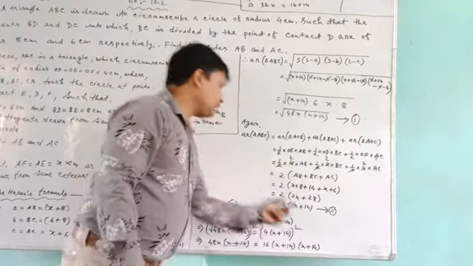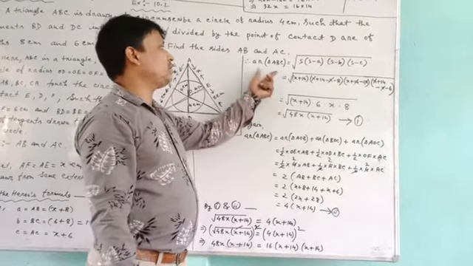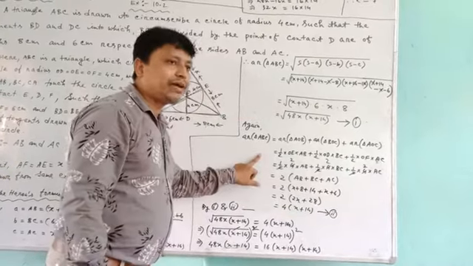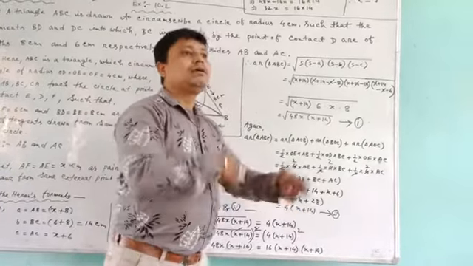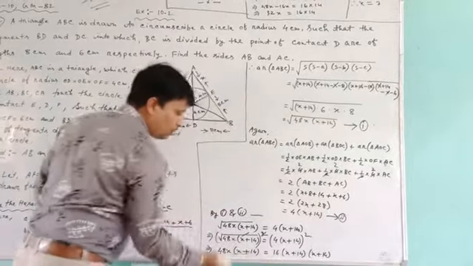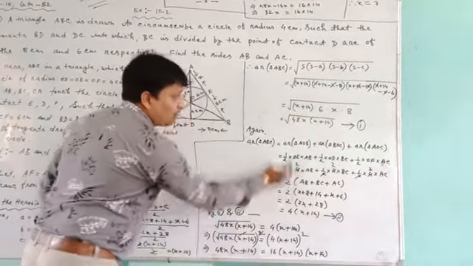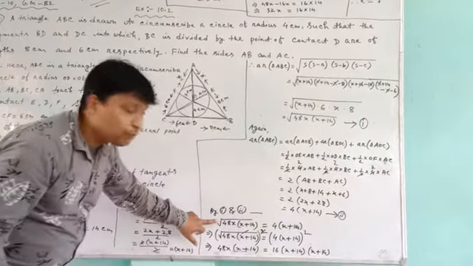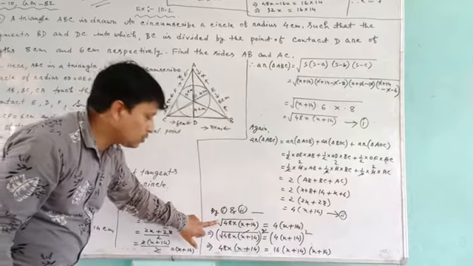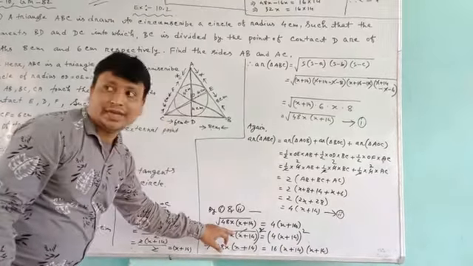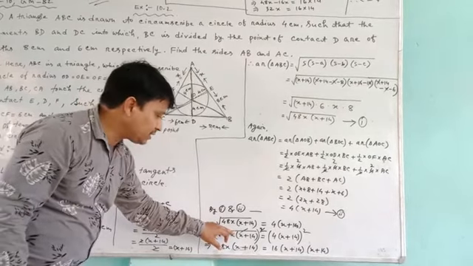So this is the area of triangle ABC, and this one is also the area of triangle ABC. Both areas are related to the same triangle, so these two areas will be equal. By statement number 1 and 2, both areas are equal. Now we have to remove the square root, so square both sides. Then this square root will be cancelled, and this square root will be cancelled.